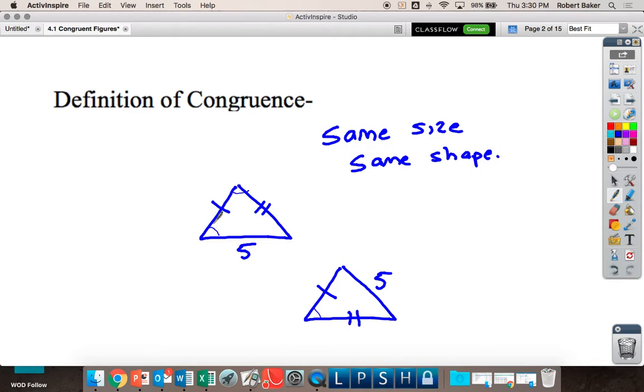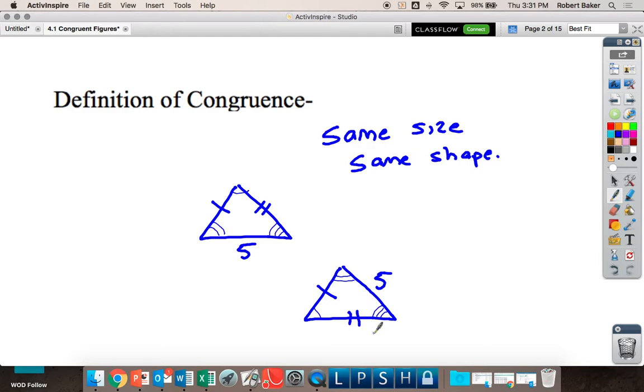I'm going to make sure I do it right. Congruent, yes or no? Yes. Finally, very, very specific. Yes. Three sets of congruent sides, three sets of congruent angles. Okay? Does that make sense? Did I make that really complicated for no reason?